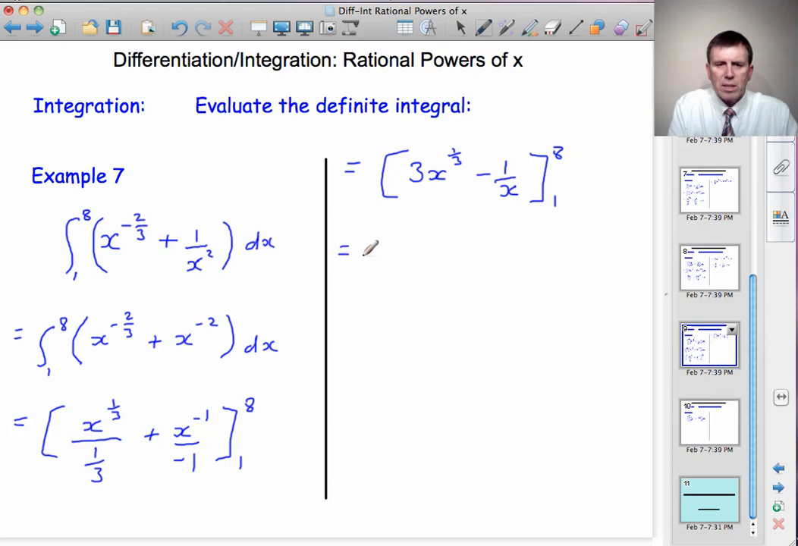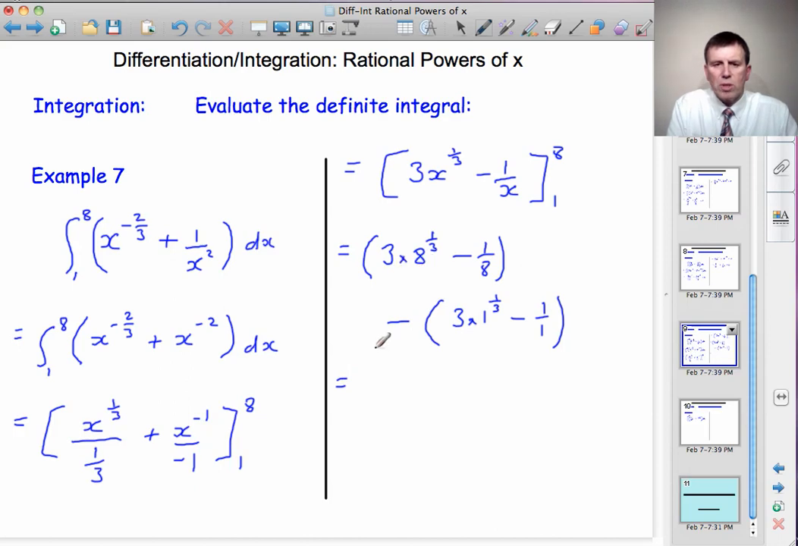Now we get two brackets. First one evaluated with x is 8. 3 times 8 to the power 1/3, the cubic root of 8, minus 1 over 8. Minus, the second bracket, will be 3 times 1 to the power 1/3, the cubic root of 1, minus 1 over 1.